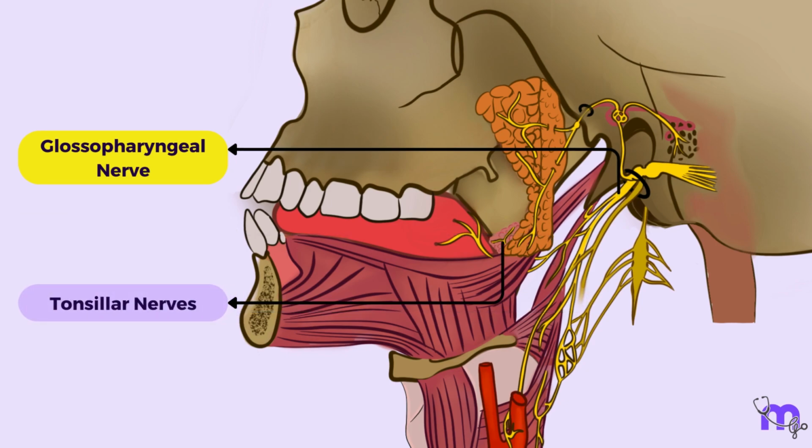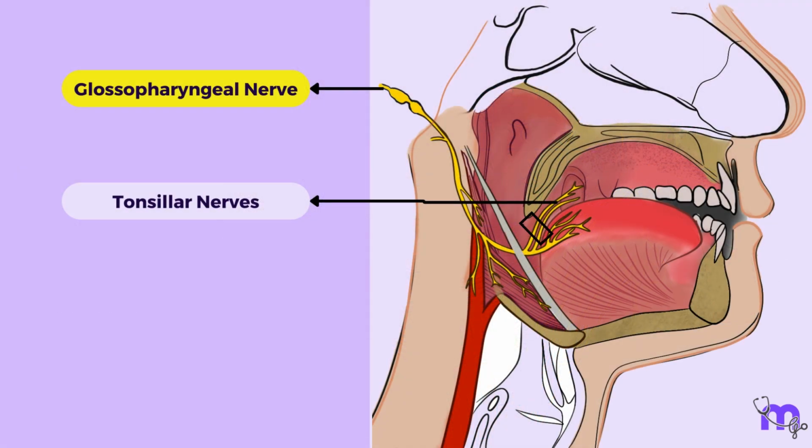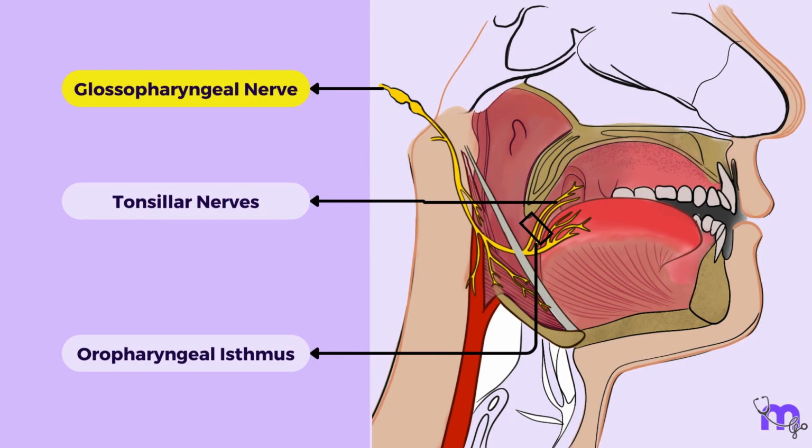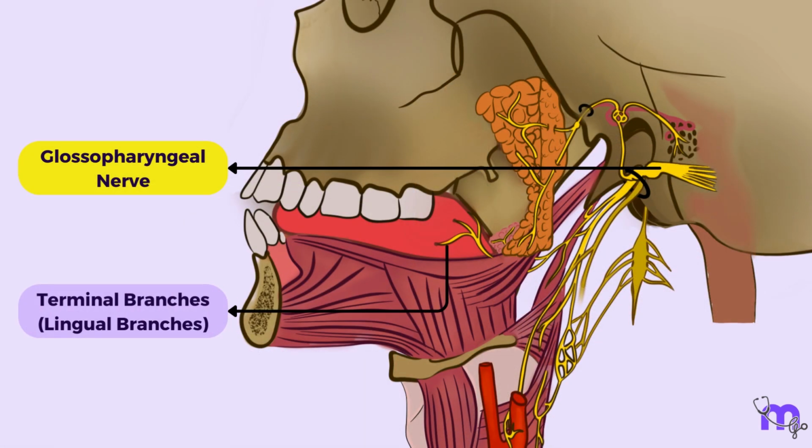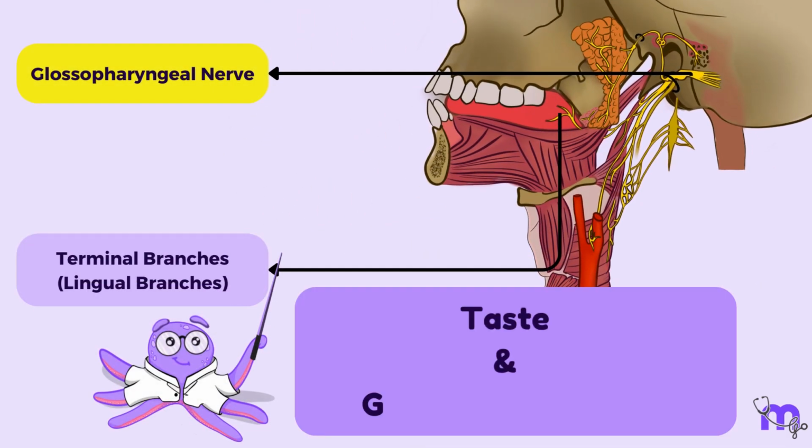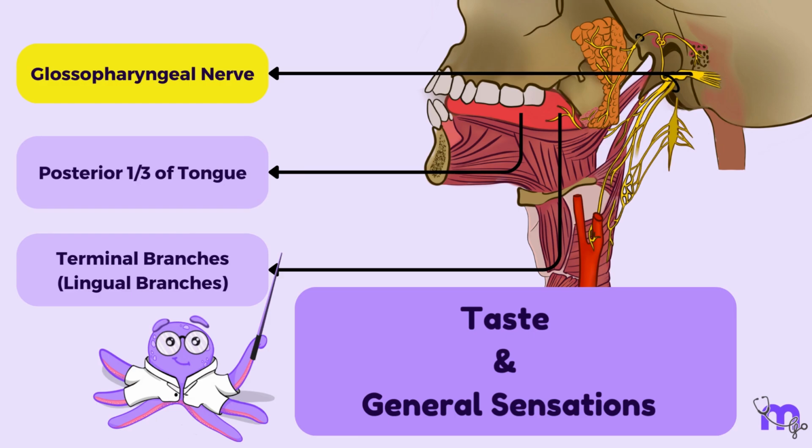The tonsillar nerve provides sensory innervation to 2 important areas, the palatine tonsils and the oropharyngeal isthmus. The terminal branches are its lingual branches, which carry taste sensations as well as sensory information from the posterior 1/3 of the tongue.